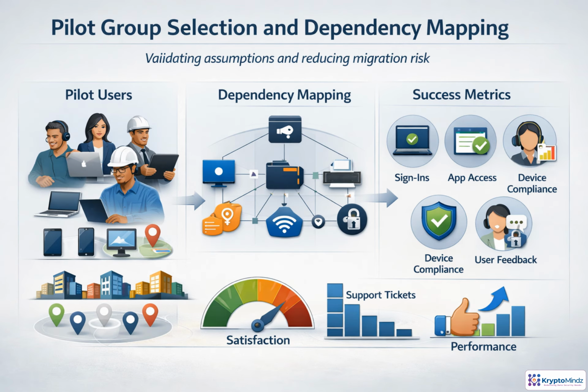A strong pilot is not just a small rollout. It is a controlled test of real work. Choose users who represent common workflows, devices, locations, and access needs, but avoid the most fragile teams first. Map every dependency: apps, groups, file shares, printers, VPN, and sign-in methods. Remediate known gaps before launch. Run the pilot with close support, and measure outcomes objectively. Look for successful sign-ins, application access, compliant devices, low ticket volume, acceptable performance, and user satisfaction. Those lessons become the migration playbook for the wider rollout.